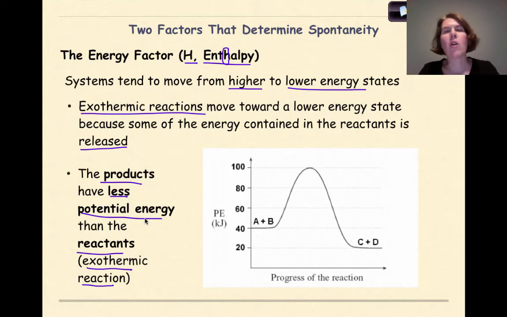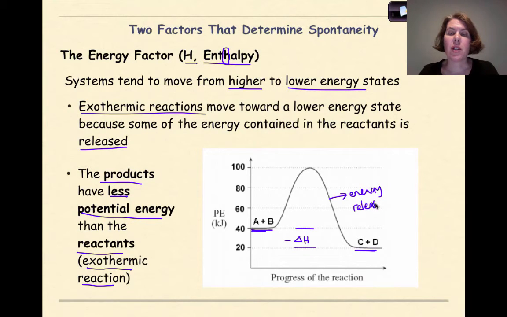So when you're looking for a potential energy diagram that represents a spontaneous reaction, you want to see that the potential energy of the reactants is higher than the potential energy of the products. And ultimately here, that your delta H is going to be negative. That energy is released. Energy is released. So you're looking for an exothermic reaction when we talk about this first factor.